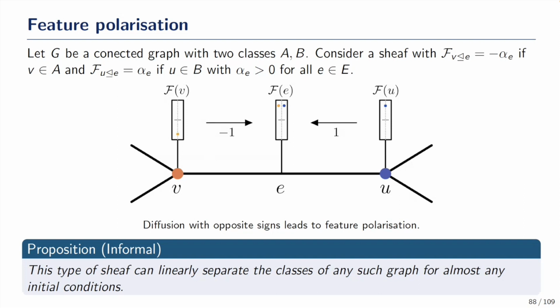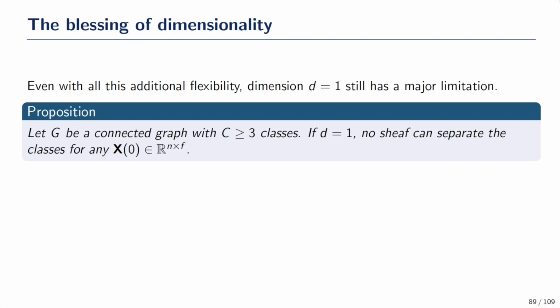But that's kind of where the practical problems come. Notice that for the previous type of diffusion, even if we knew the labels, we still can't do anything, right? There's kind of an upper bound to what we can do. Okay. So first, let's remark something: in this dimension, even with this extra generality, we still have some troubles. If we want to increase the number of classes, so far we've just done binary classification, then if we keep working in dimension 1, no sheaf can separate the classes for any initial conditions.